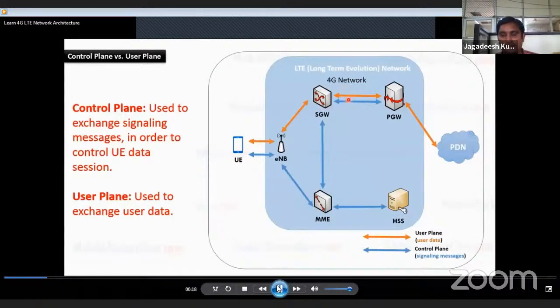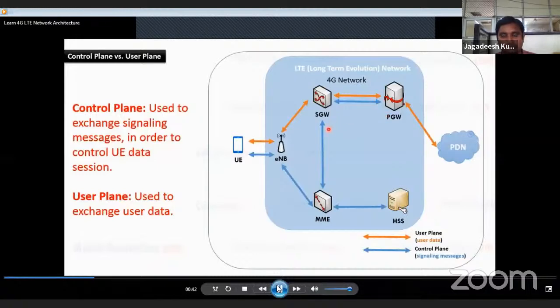In order to understand LTE network architecture, we need first to understand the difference between the control plane and the user plane. The main target of the LTE network is to connect the UE to an external network so that the UE can send and receive data to and from this external network. Simply, the control plane is used to exchange signaling messages between the nodes.